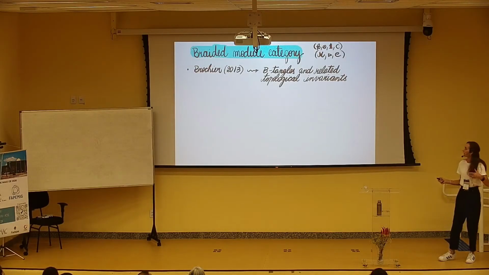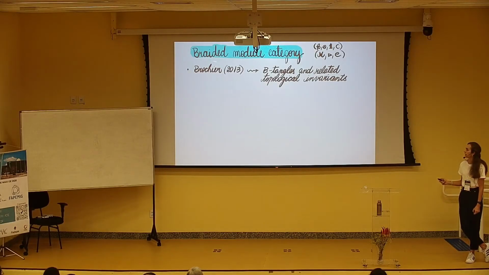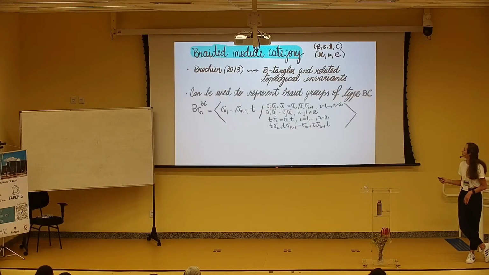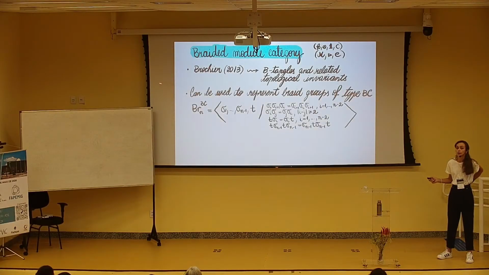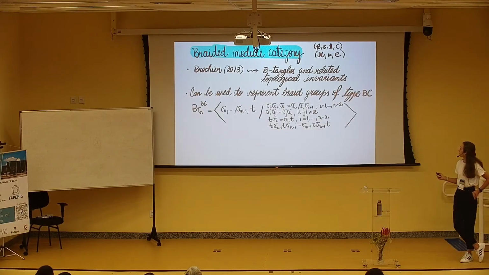So braided module categories appear for the first time in 2013 in Brochure's work. He was working with bit tangles and related topological invariants, and he had some other hypotheses on the category C, but I'm not putting that. And they also can be used to represent braid groups, but now braid groups of type BC.